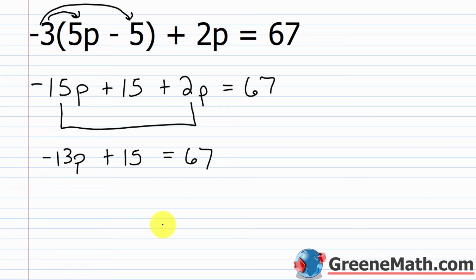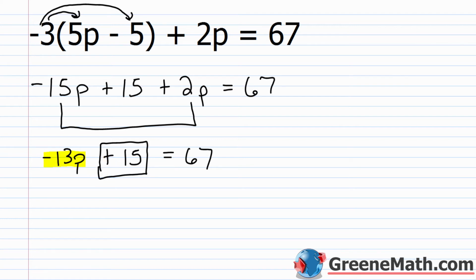And so now I move on to the next step where I'm going to isolate the variable term on one side of the equation. Now, if I look at my variable term, it's negative 13p. What's being done to it? Well, I'm adding this 15 right here. So in order to isolate negative 13p, I need to do the opposite operation. I need to subtract 15 away.